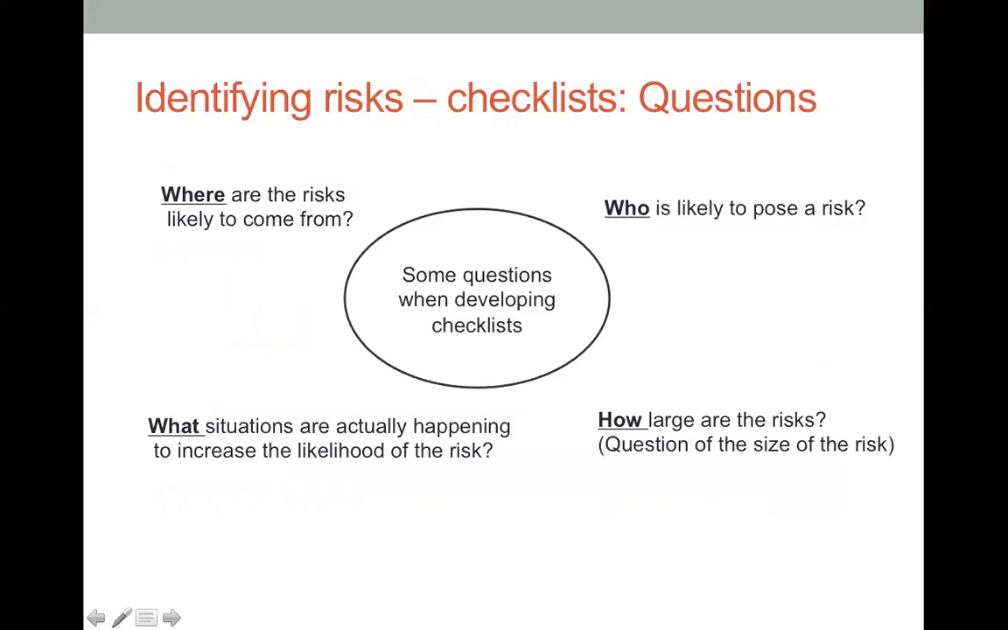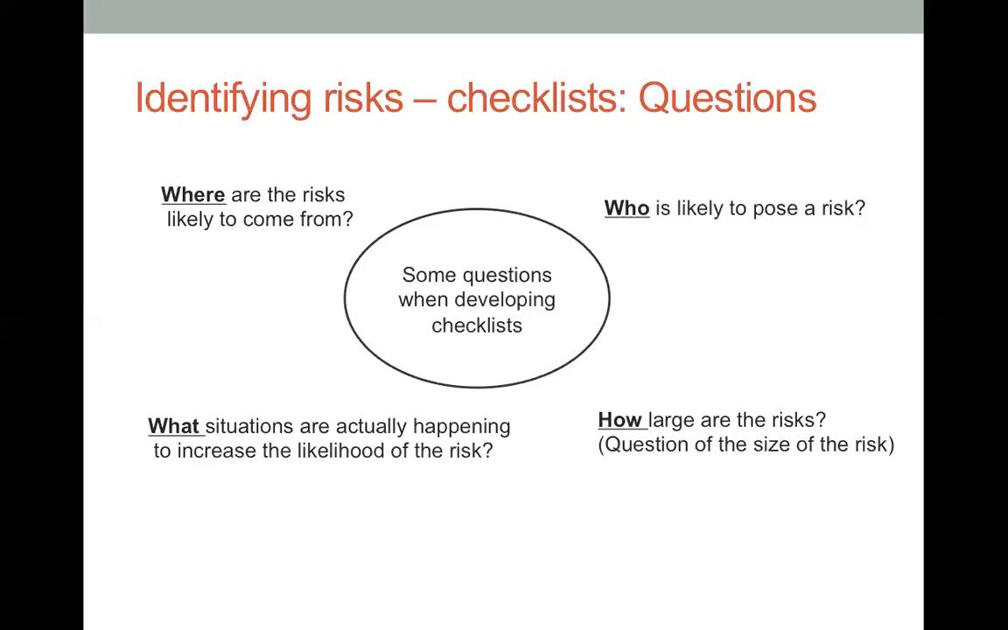This one here is the checklist technique. With the checklist technique, we actually list down where risks are likely to come from, who is likely to pose the risk, and how large the risks are, which is basically a question about the possible impact or possible consequence. What situations are actually happening to increase the likelihood of the risk? These are basically the driving forces that increase the likelihood of the risk. You can also use this technique to help you identify risks for your assessment.